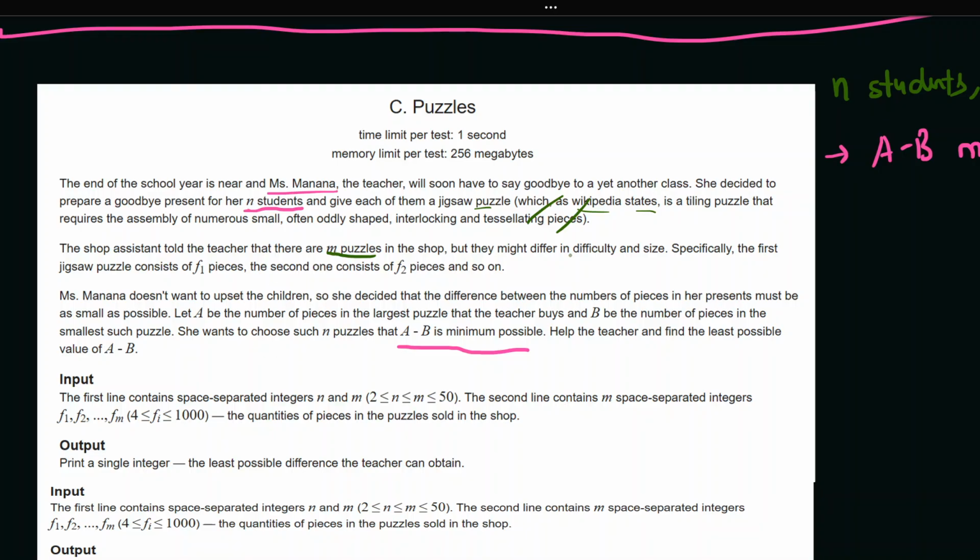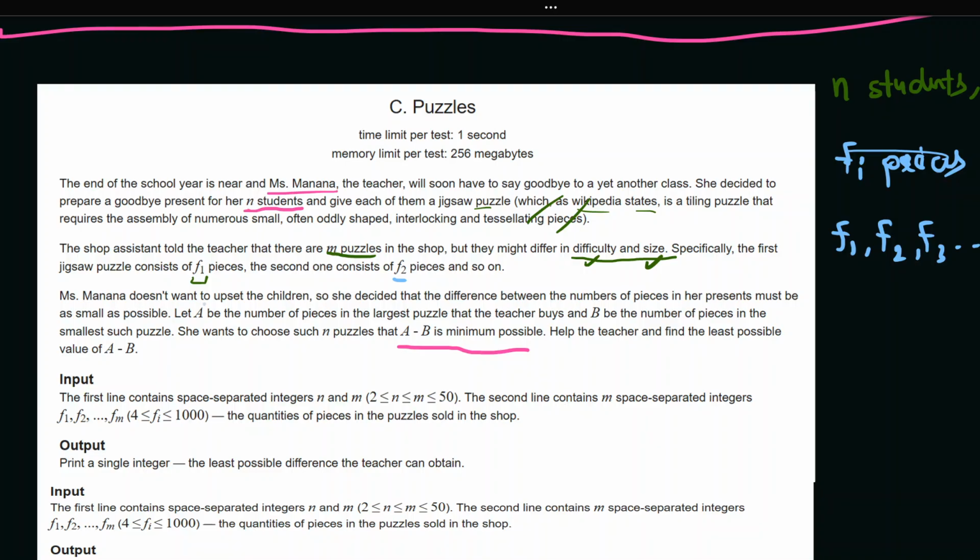In the shop, but they differ in size and difficulty. Okay, they are differing in some aspects, size and difficulty. Specifically, the first jigsaw puzzle consists of F1 pieces. So we know that there is something called F1 pieces. Each puzzle will have some Fi pieces. The second one consists of F2 pieces. So each one will have some amount of pieces, F1, F2, F3 till Fn, right?